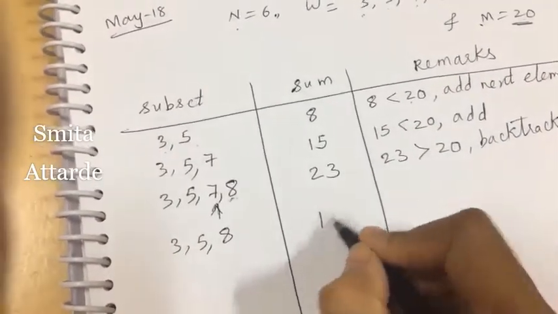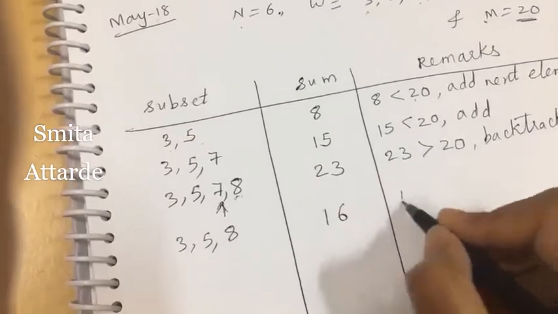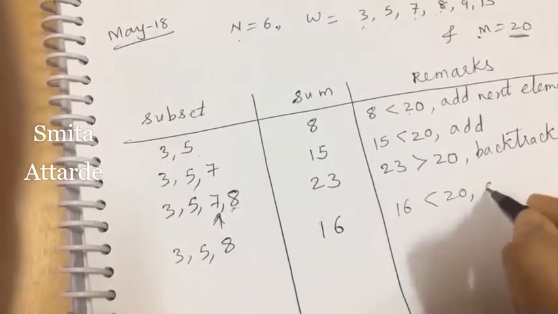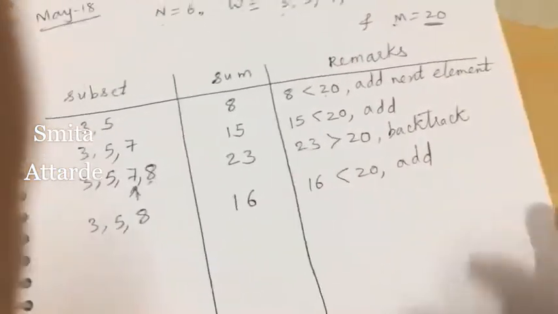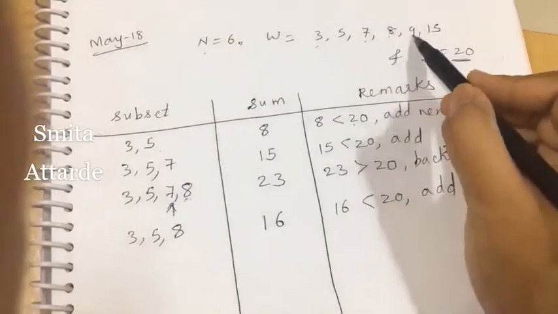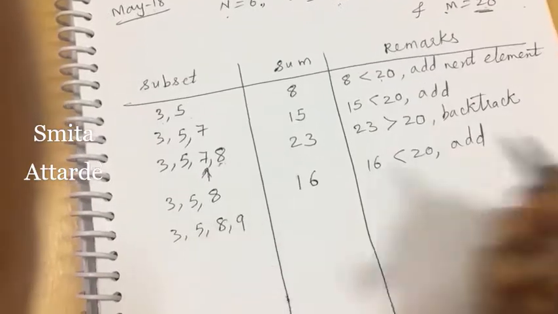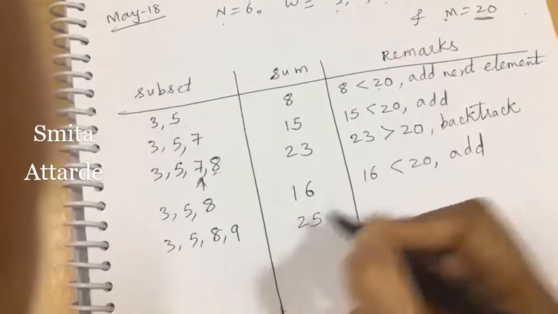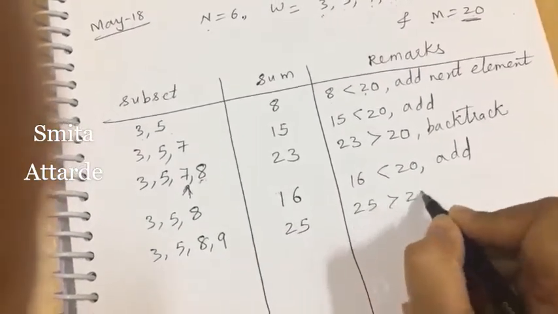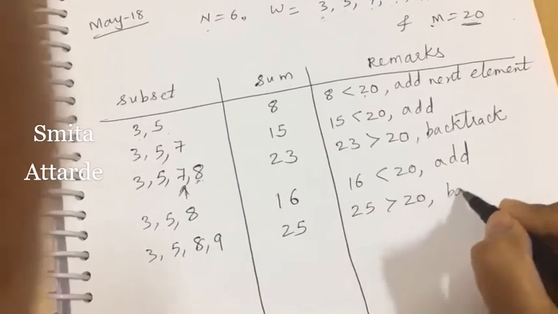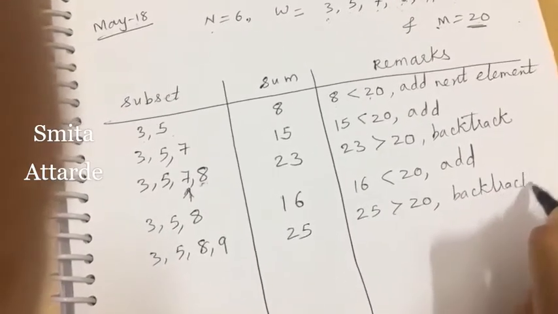So I have the sum as 16. So 16 is less than 20. Whenever it is less, I'll add the next element. Now after 8 we have 9. So I'll add 3, 5, 8, 9. So I get here 25. So 25 is greater than 20. So whenever it is greater, we always backtrack.